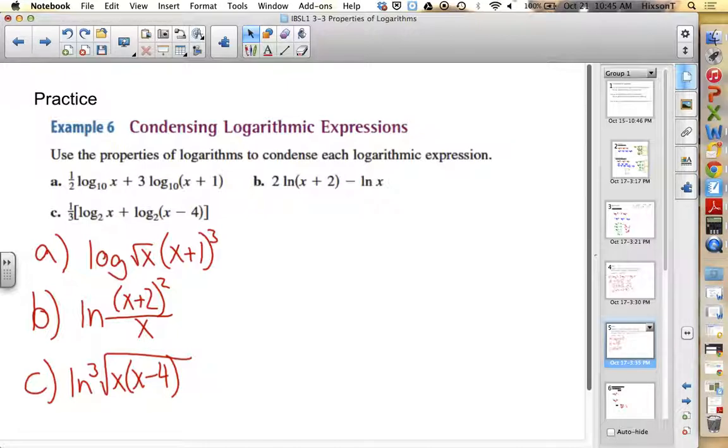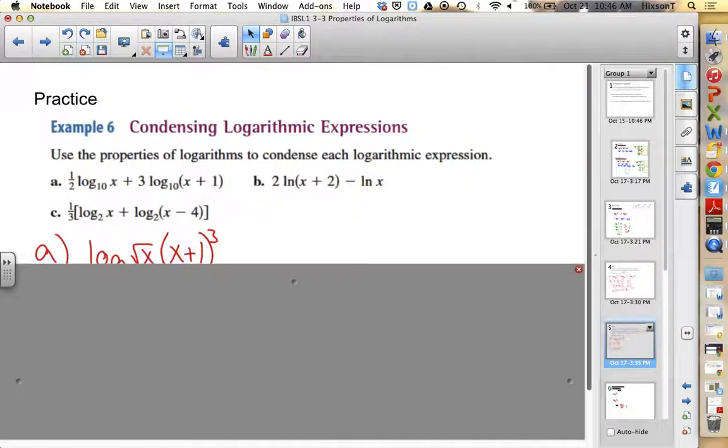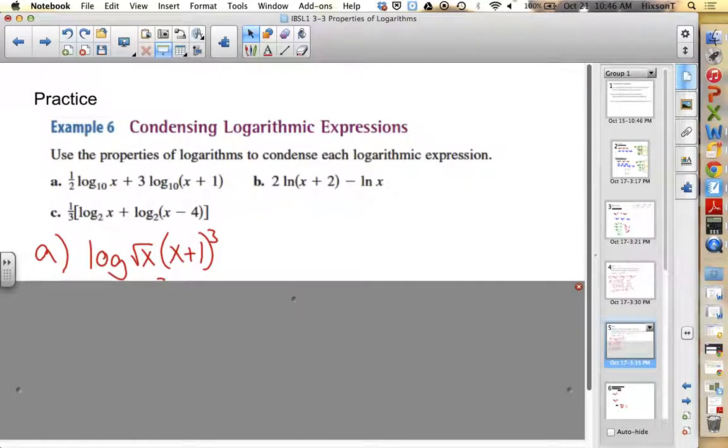Alright, let's check our answers here. What do we get for A? One person raise their hand and give us an answer for A. Danielle? I got log base 10 of x plus 1 to the third, square root of x. You could put the square root of x in front of the x plus 1 cubed, or you could put it after. It doesn't matter. Okay, so that should be our answer for A.